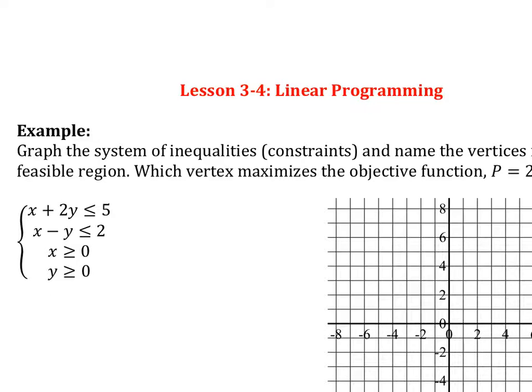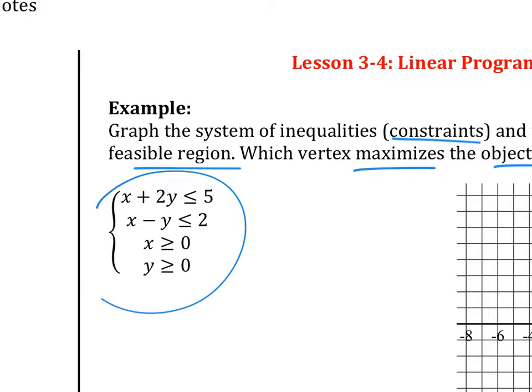Oh, so many new words. Okay, so we got vertices, we got feasible region, and we got constraints. Which vertex maximizes the objective function? Too many new words. So what you're gonna do now is just graph. Okay, you're gonna graph these four inequalities so that they all overlap into a region. Okay? Go ahead and graph those four. So usually you're only used to graphing two. This time you're going to go to four.